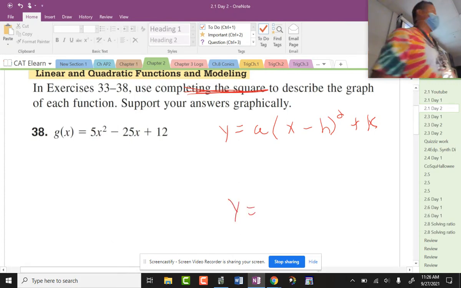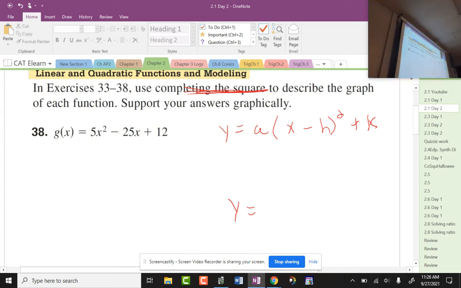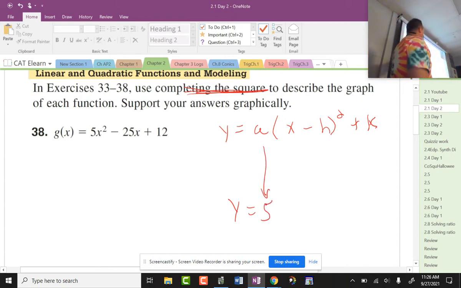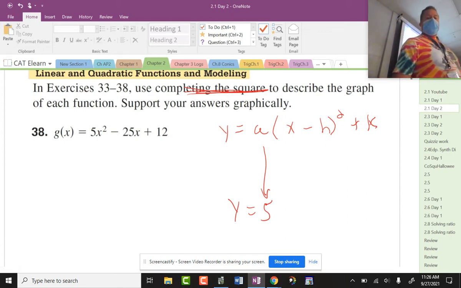What is A for this one? 3, 2, 1, go. Repeat that person. 5. All right, so I'm putting it in this format. A is A. This will not change because A is 5 over here. So instead of completing the square, you could do this.